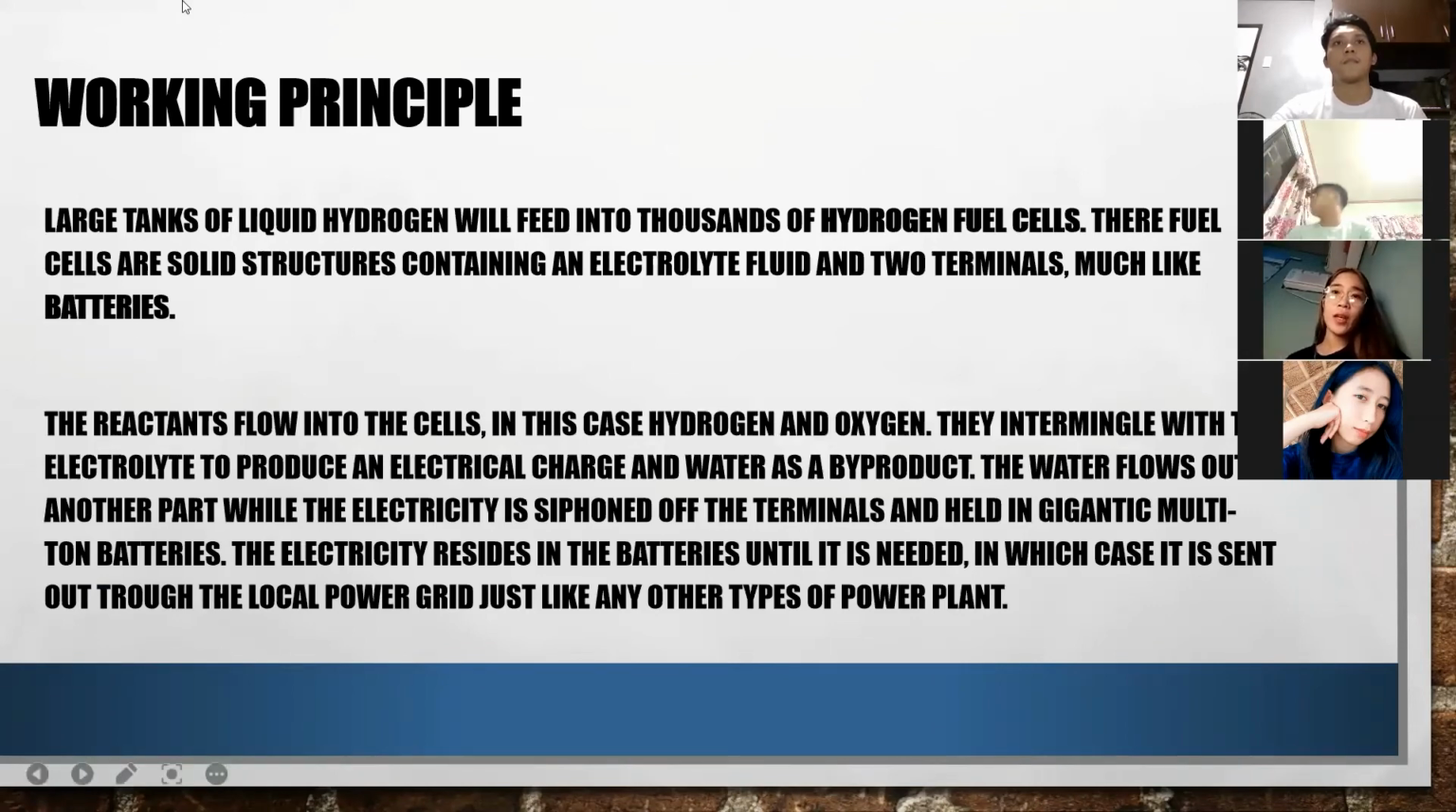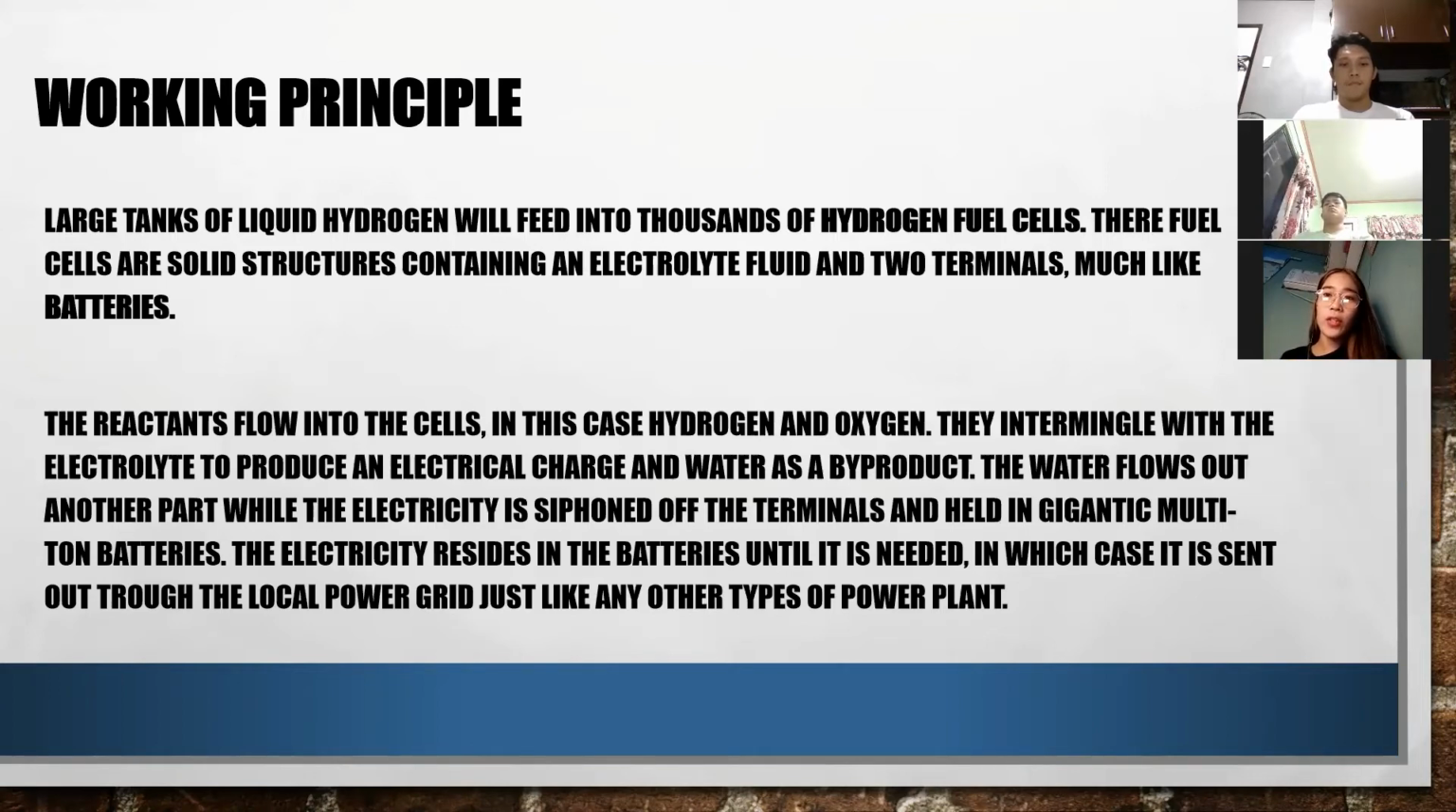So the large tanks of liquid hydrogen will feed into thousands of hydrogen fuel cells. The fuel cells are solid structures containing an electrolyte fluid and two terminals, much like batteries. The reactants flow into the cells, in this case, hydrogen and oxygen. So they intermingle with the electrolyte to produce an electrical charge and water as a byproduct.